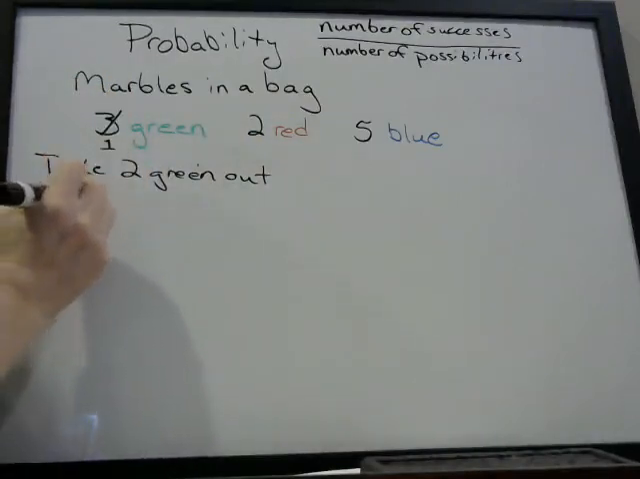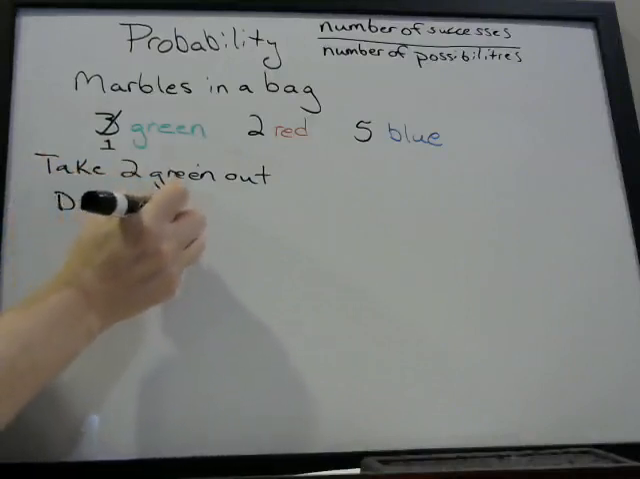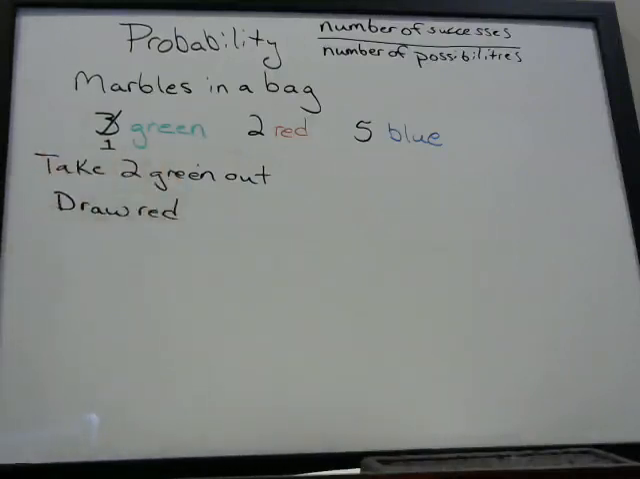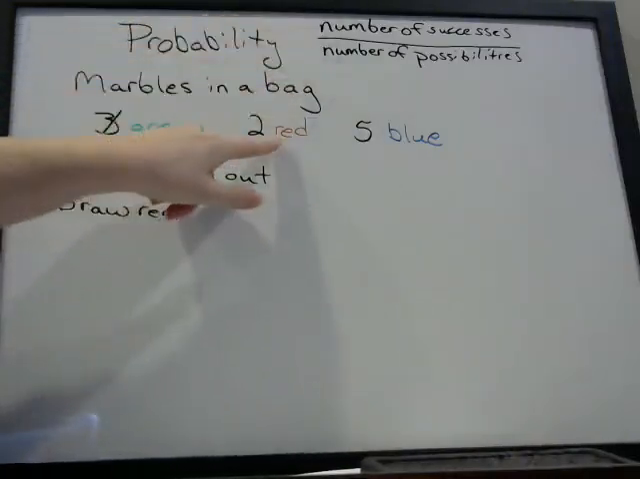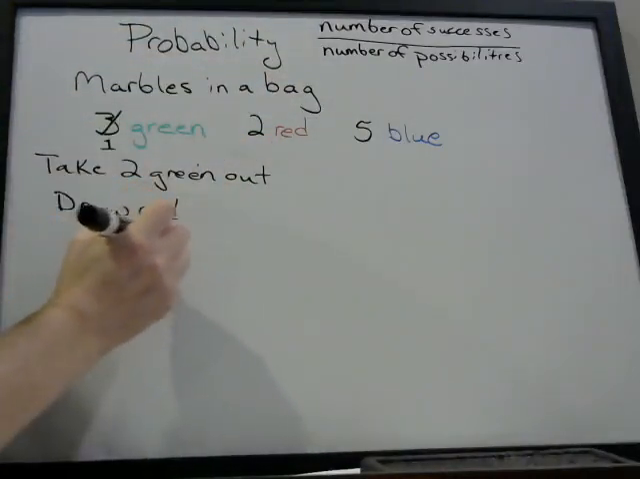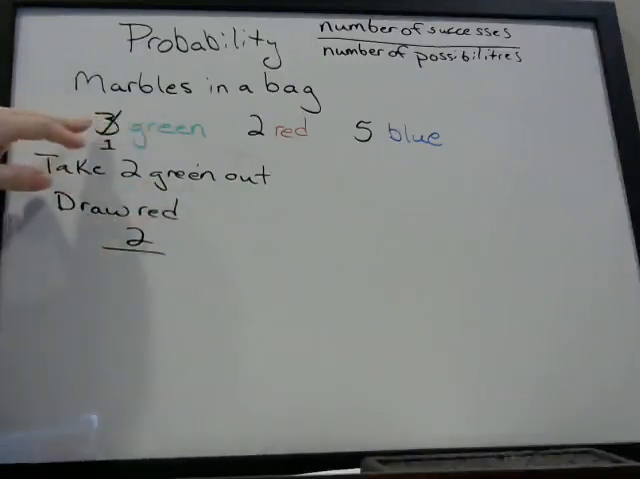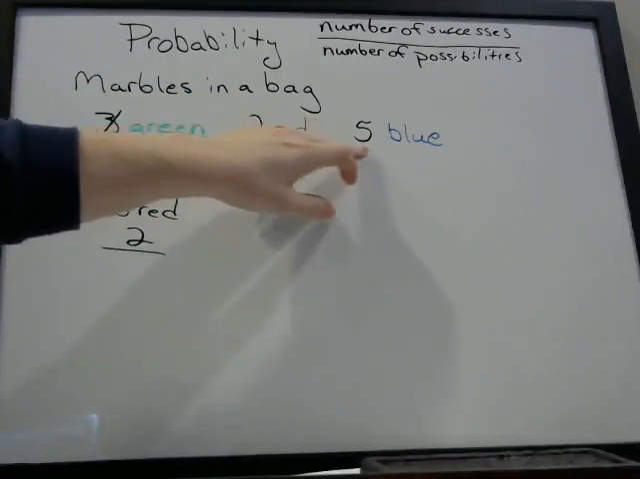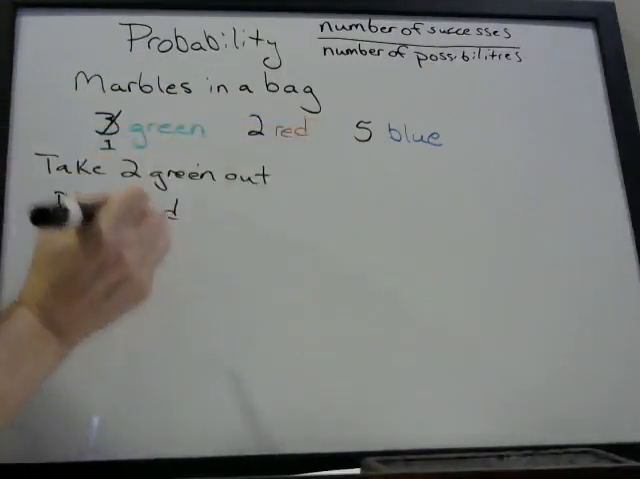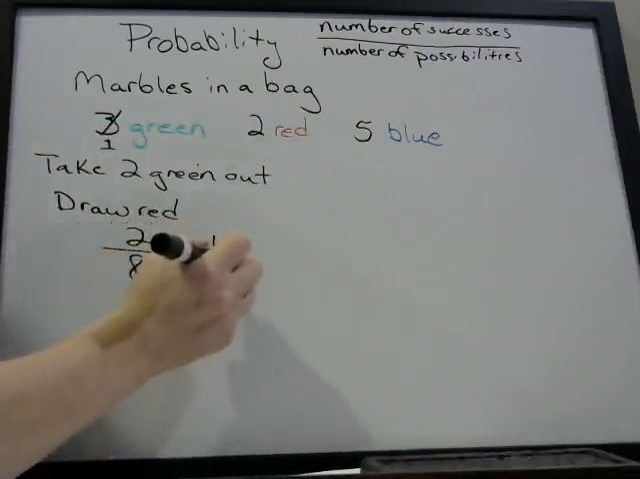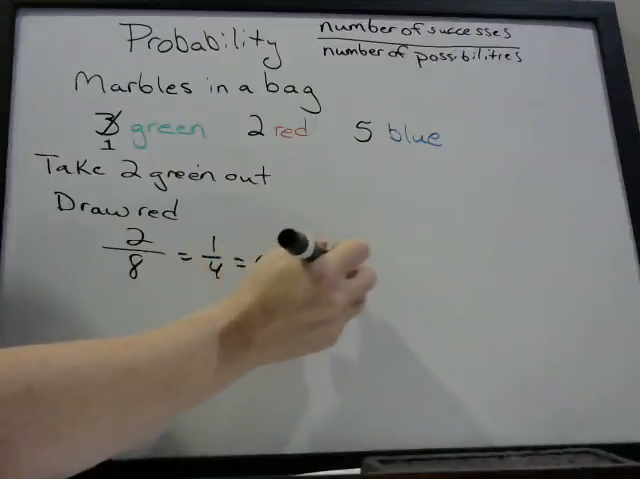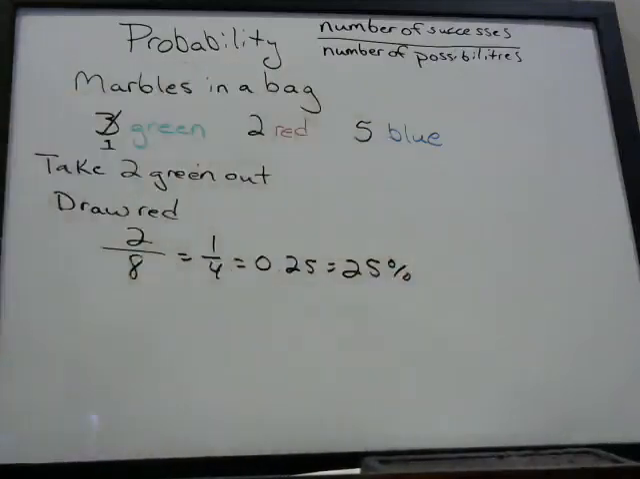So now what is the probability that we're going to draw a red one? So we again just think of it as the same. So number of successes, we have 2 red marbles. The number of possibilities, now we don't have 10 marbles in the bag anymore because we only have 1 green. So 1 plus 2 is 3 plus 5 is 8. So now we only have a total of 8 marbles. So that goes in the denominator. We do the same thing. That's the same as 25%.